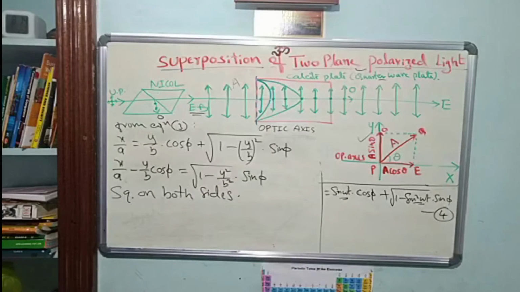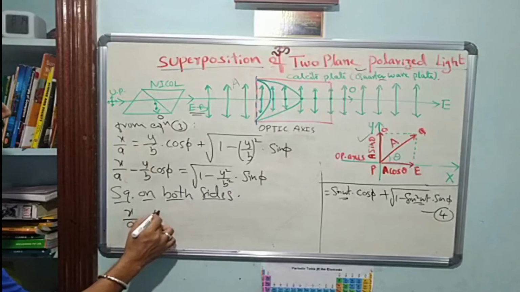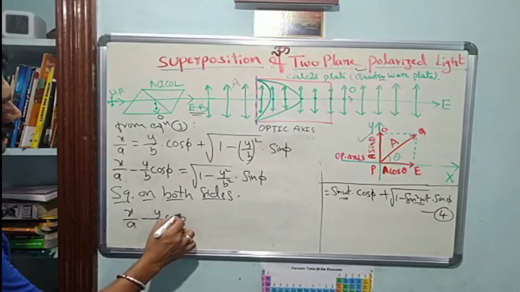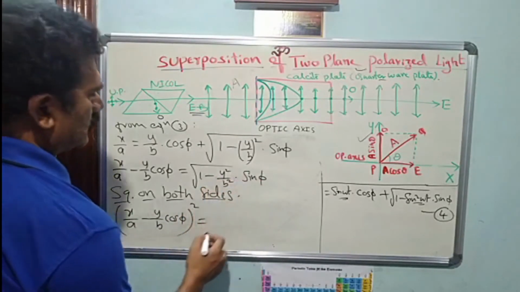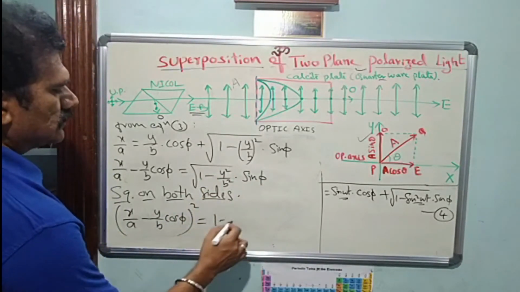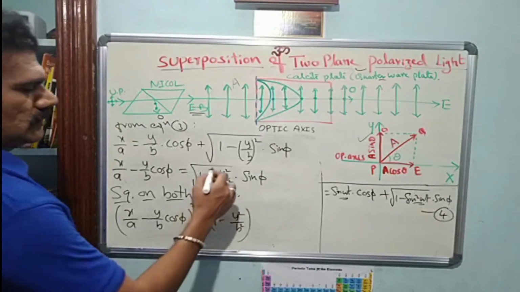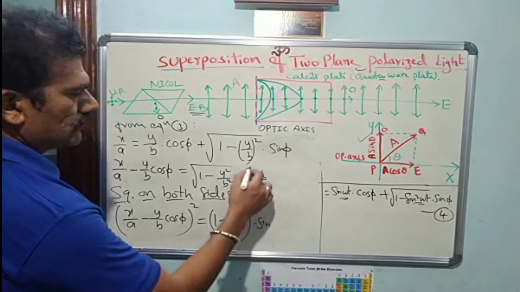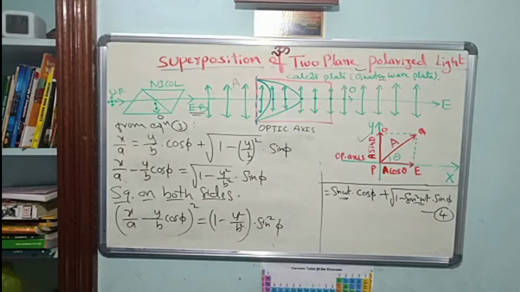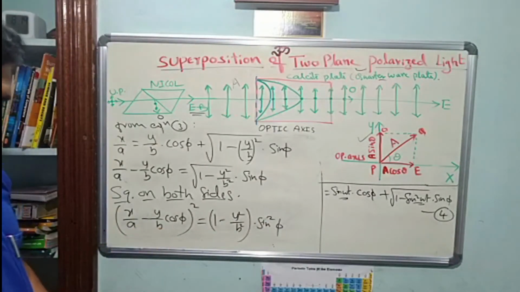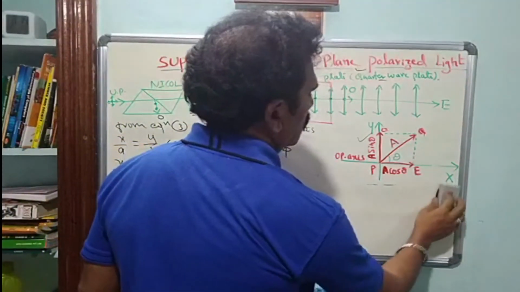Squaring on both sides. So we get x by a minus y by b cos phi whole square is equal to, here the square root is eliminated, 1 minus y square by b square only left within the bracket, into sin square, because it is squared, so you should write it as sin square phi. Clear? Okay.